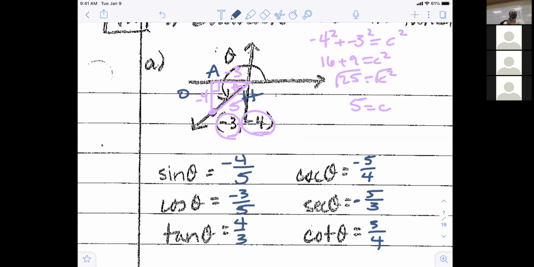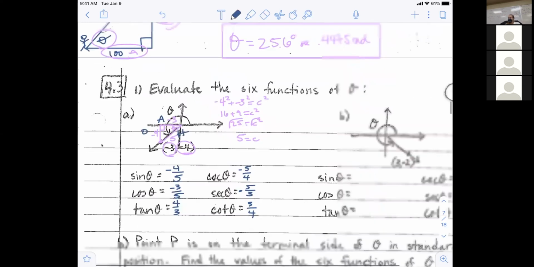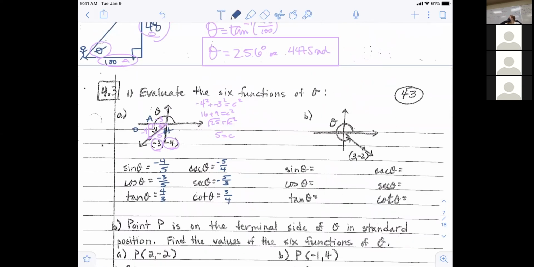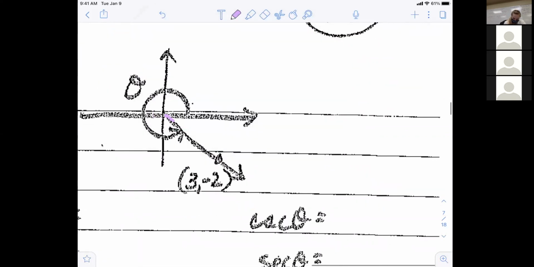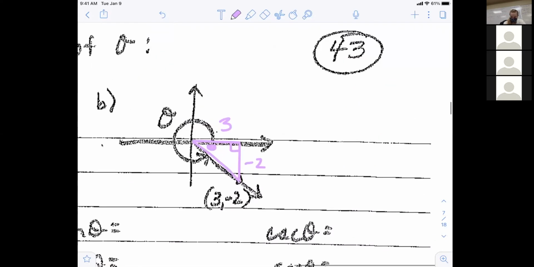Not too bad, right? We had to draw our bow tie angle, we had to find the third side, and then we had to fill in our trig functions. Let's do the other one. Got my reference angle, theta. What's my horizontal side? What's my vertical side? Good. And then we got to do the Pythagorean theorem to find the last one.